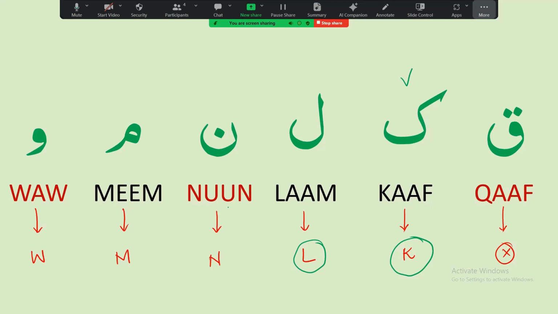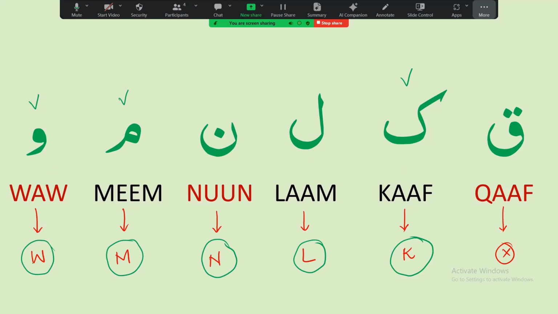Then we have noon, which is again like N of English. Okay, kaf, lam, noon, like K, L, N of English. Then we have meem, which is like M of English. Then we have the last one, which is waw, which is like W of English.